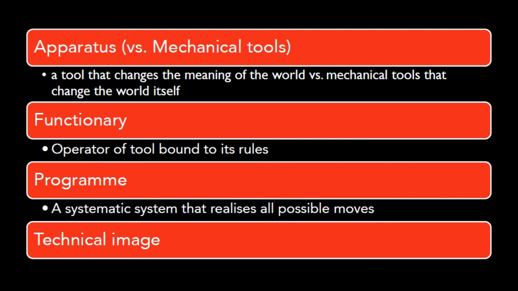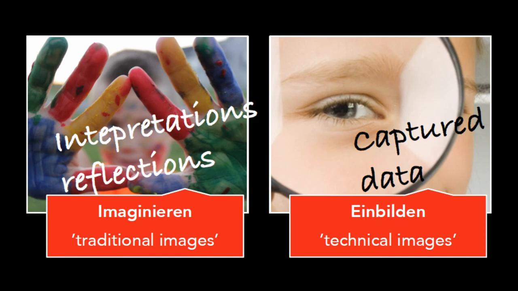His idea is that there is a tool with the technical images. It could be a camera, but it could, of course, be something else. It could be a total station or a laser scanner or whatever. And it's the tool that creates the meaning for technical images. And then the human being who does the capturing, the documenting person, is in the role of a functionary. What is really crucial here is a program, and it's embedded in the apparatus, in the machine that is being operated. And an outcome of this workflow is the technical image. To put it in very simple terms, you can probably say that traditional images are reflections, interpretations, whereas technical images are about captured data.